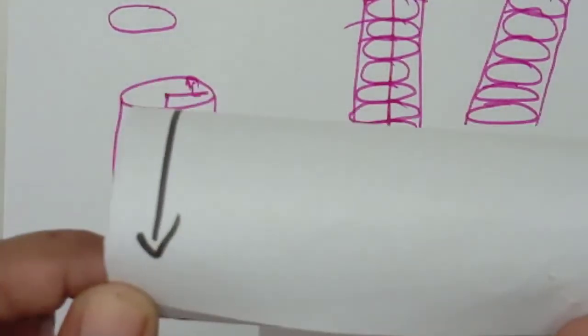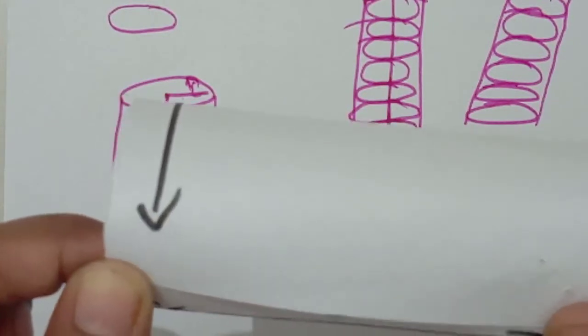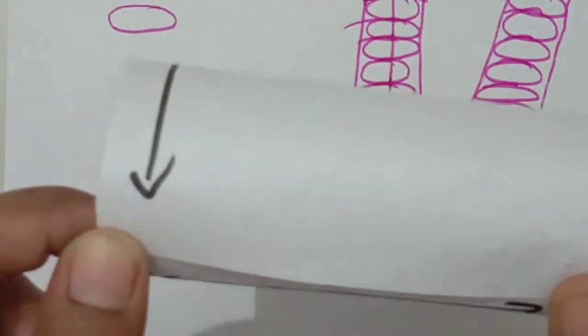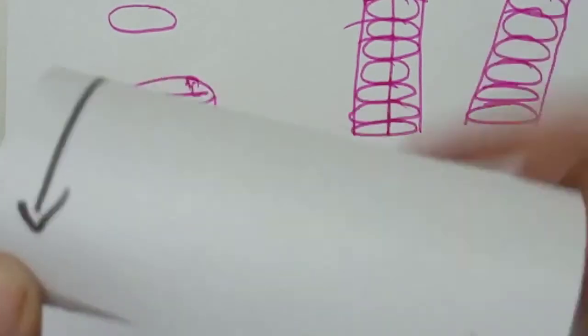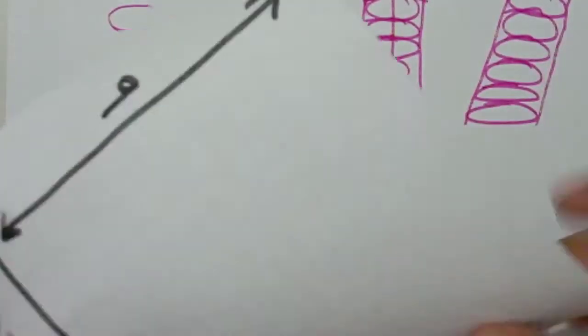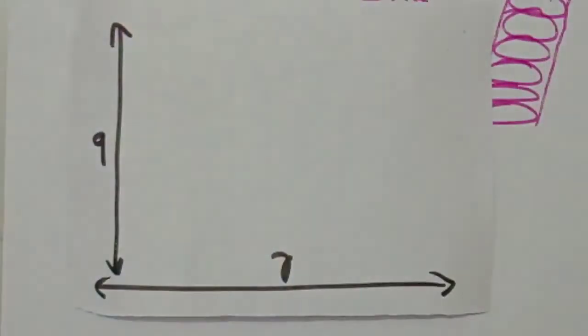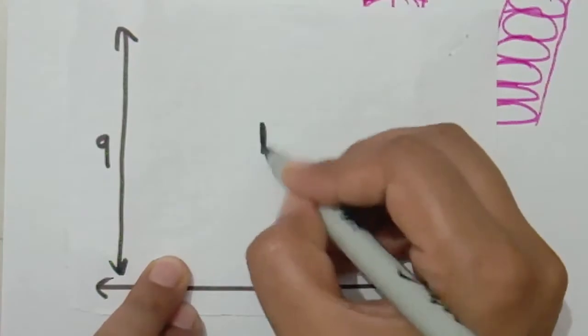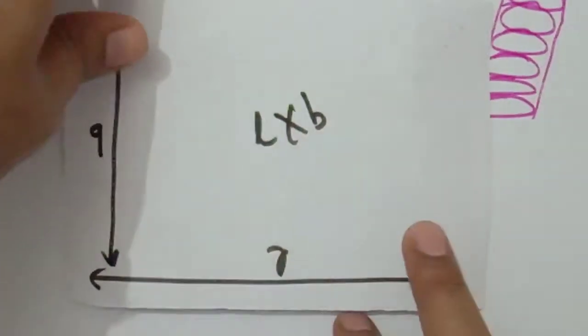Now the question is, what is the use of this rectangular sheet? Now students, it will help you to find the area of the curved surface of this curved face. So students, this is the length and breadth of this rectangular sheet, and you know it very well that the area of this rectangular sheet is length into breadth.